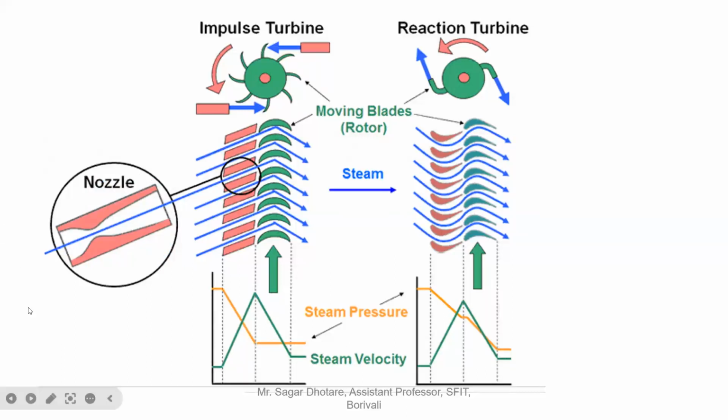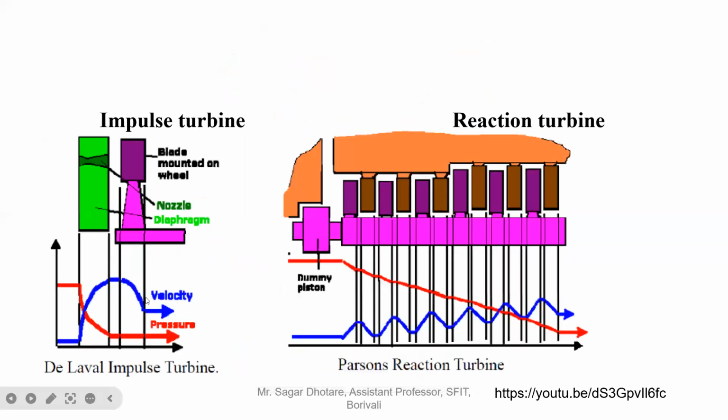Now next, this is the impulse turbine, the basic construction, and the reaction turbine's construction, with velocity and pressure. If you look at the entry, the red line shows the pressure drop based on the process, and the blue line shows the velocity increment as it passes over to the moving blade. So this one is a nozzle and this one is a moving blade.